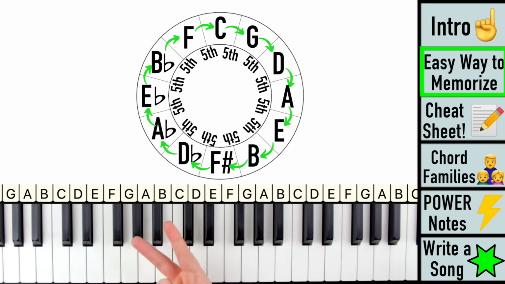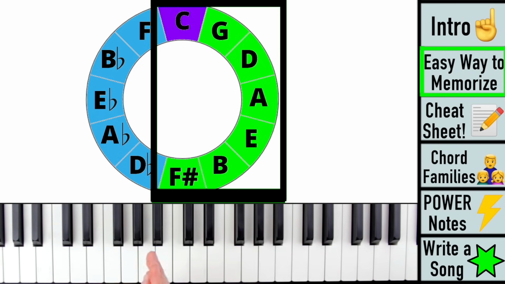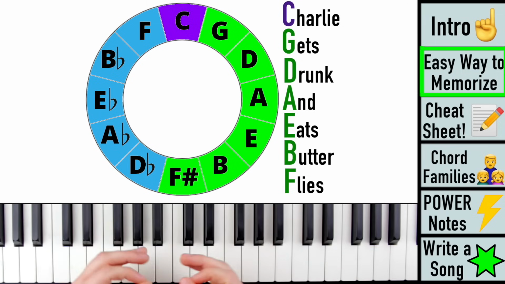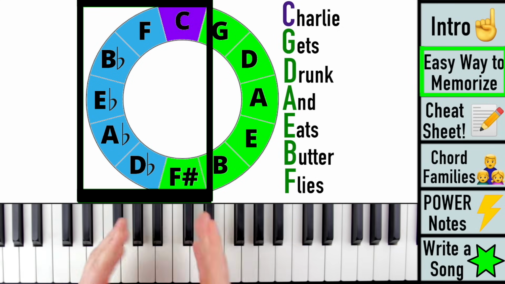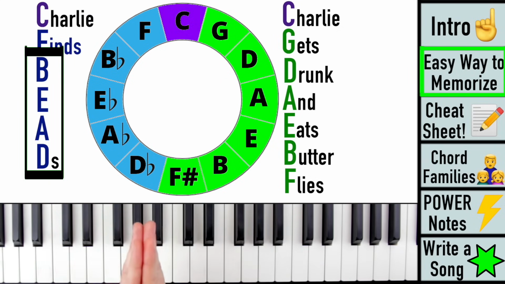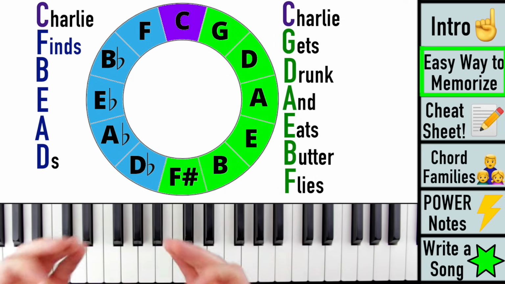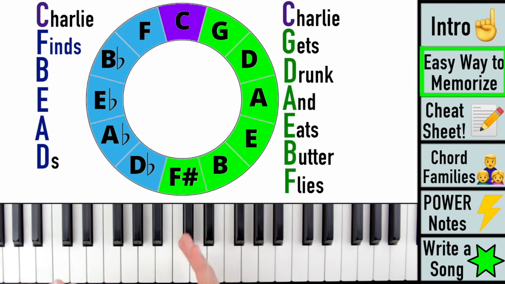Now there's 2 ways to memorize this. There's the easy way, and then there's the even easier way. The easy way is to use a simple acronym. So the right half we remember with the sentence, Charlie gets drunk and eats butterflies. And the left half we use Charlie finds beads, where the word bead is spelled out B-E-A-D. I know they're super weird sayings, but trust me, it makes you remember. Like Charlie is this wild guy who gets drunk, eats butterflies, and finds beads all over the place. And you'll remember this thing forever.